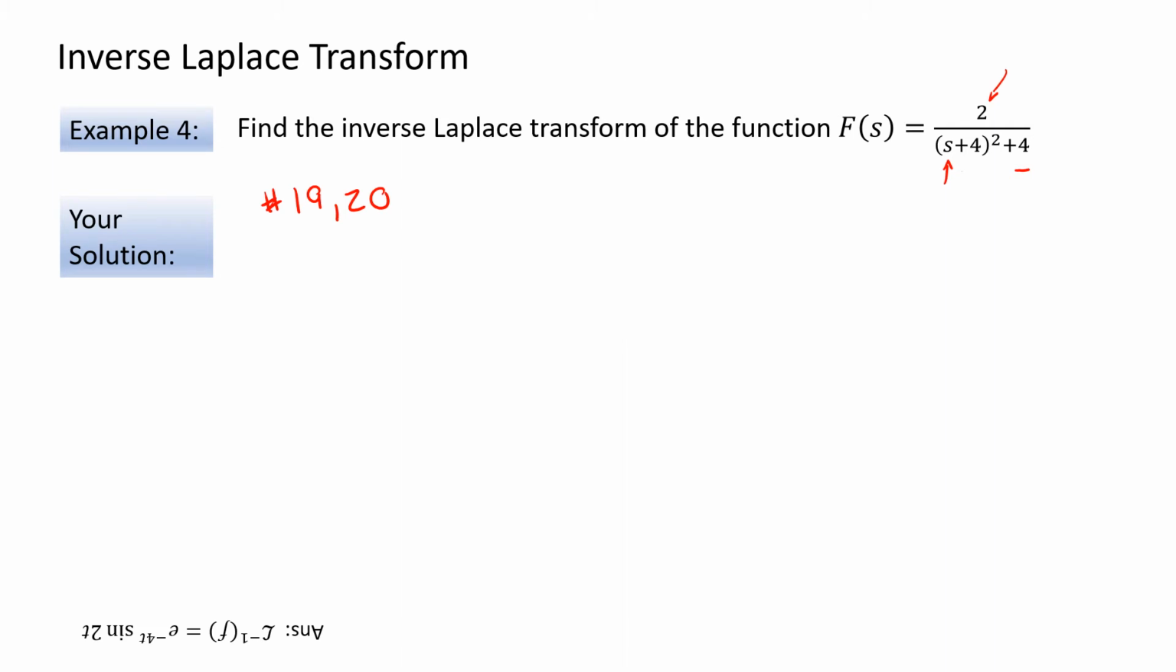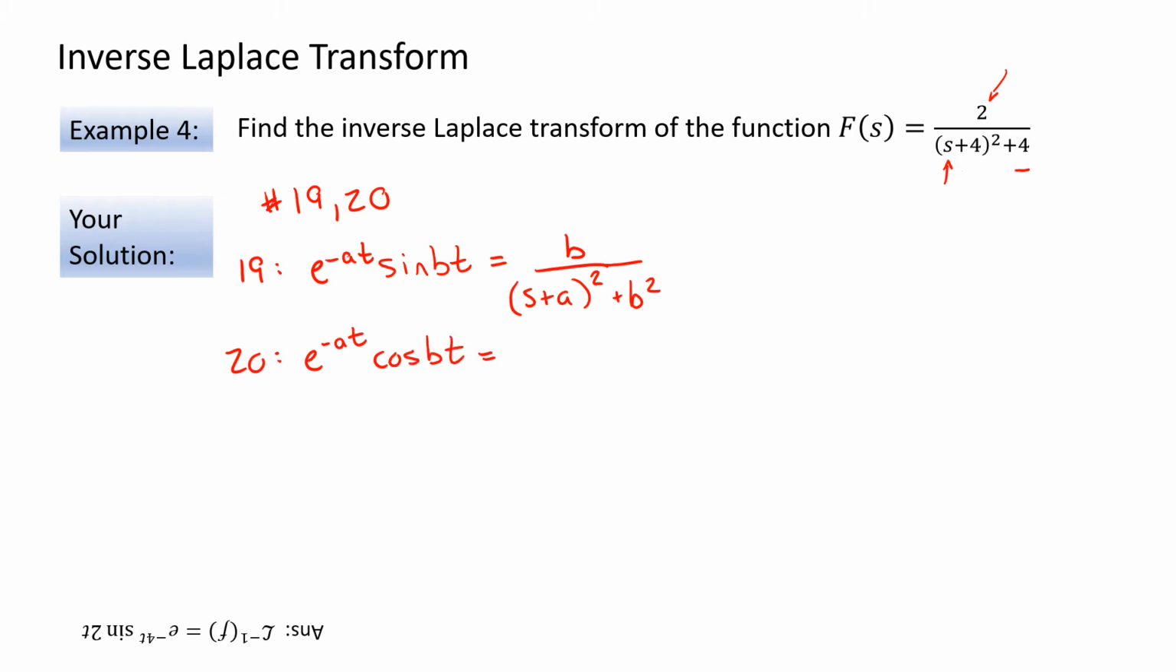Okay? The difference being number 20, I'll write them both out so you can see the difference. So 19 is e to the negative at sine bt, and the Laplace transform is equal to b divided by (s plus a) squared plus b squared. And 20 is similar, e to the negative at cosine of bt instead of sine. And that's equal to (s plus a) divided by (s plus a) squared plus b squared.